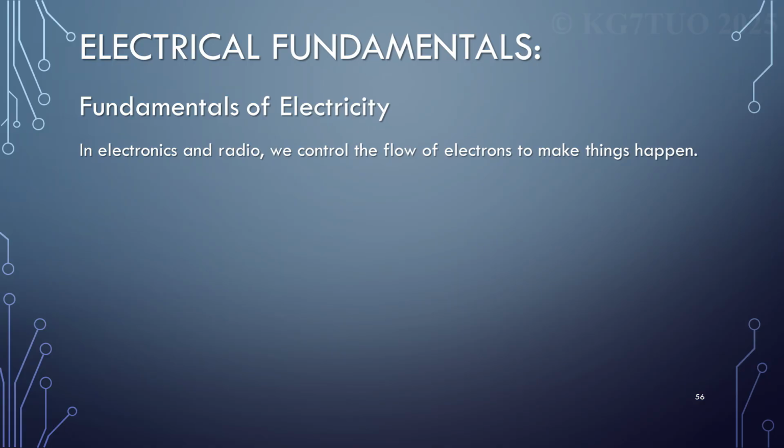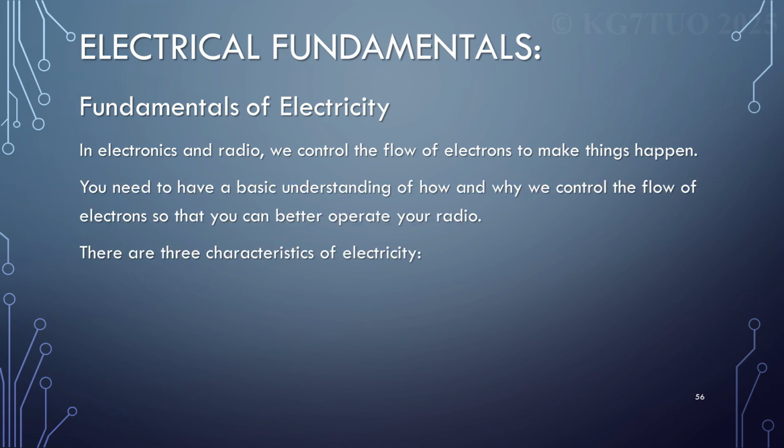In electronics and radio, we control the flow of electrons to make things happen. That's what all the little parts inside the radio do: they control where the electrons are going, and when, and how. You need to have a basic understanding of how and why we control the flow of electrons so that you can better operate your radio. That used to be a lot more true than it is today. In the old days, you could repair your radio. Today, unless you have a microscope and mechanically controlled tweezers and a fancy schmancy hairdryer called a soldering gun, you're not going to work on your radio.